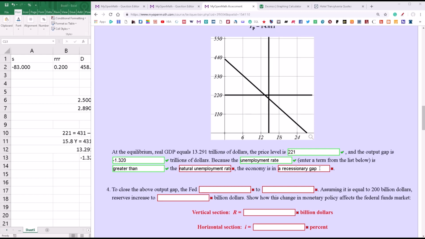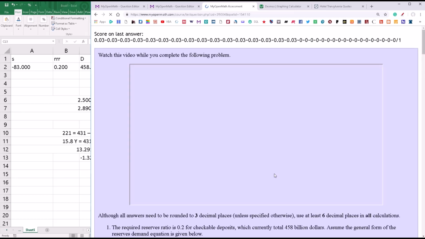Okay, I need to change that to a recessionary gap, is in a recessionary gap. And we'll try here instead. Natural rate of unemployment. How about that? Natural rate of unemployment. Hit enter and we should get everything correct.